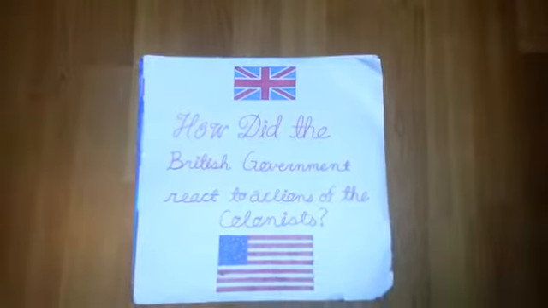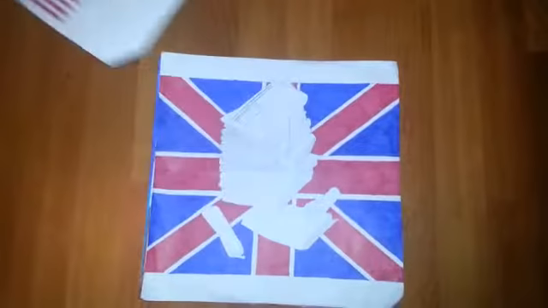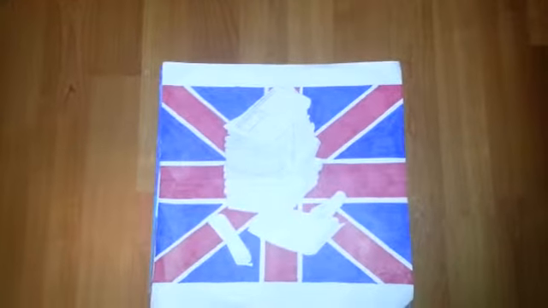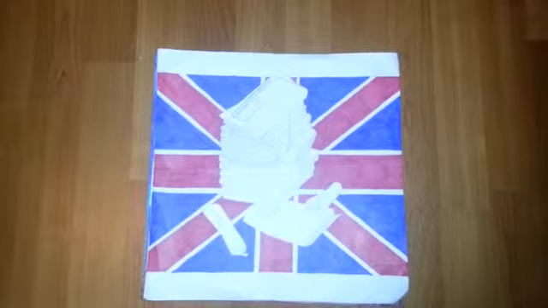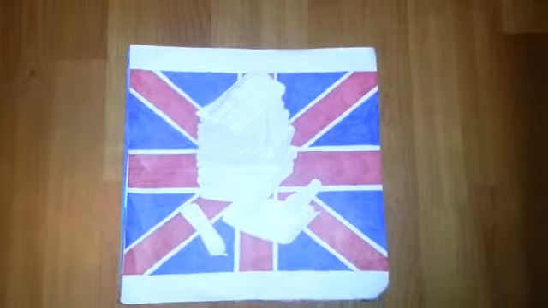How did the British government react to the actions of the colonists? The Stamp Act. The Stamp Act was one of the first signs of colonial rebellion. The act was passed by Parliament in 1765.